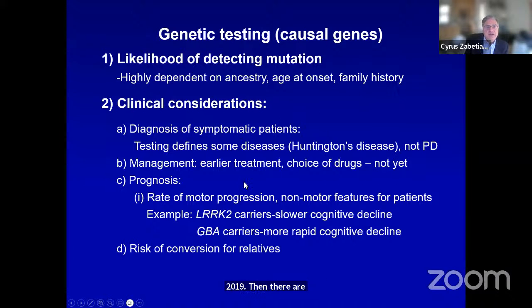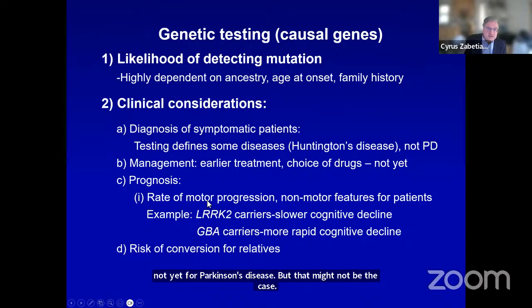Then there are clinical considerations. So in some cases, genetic testing defines the disease. So for instance, in Huntington's disease, we don't say that you have Huntington's disease unless you test positive when you're tested. That's not the case in PD. Management of the disease itself. So will the genetic results alter your management? Earlier treatment, your choice of drugs? The answer is not yet for Parkinson's disease, but that might not be the case several years from now.